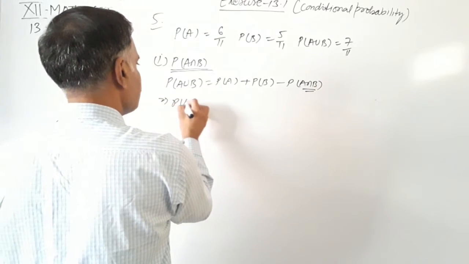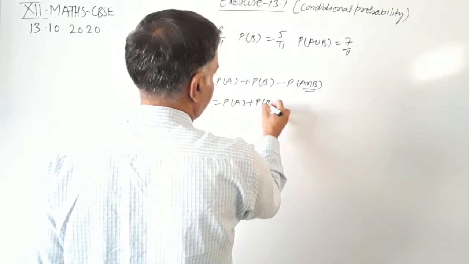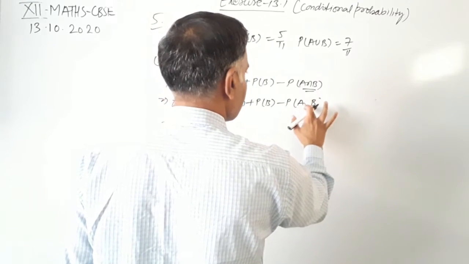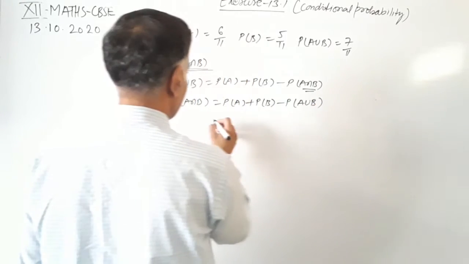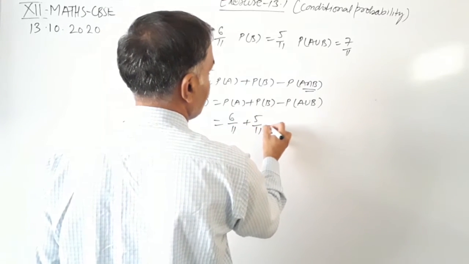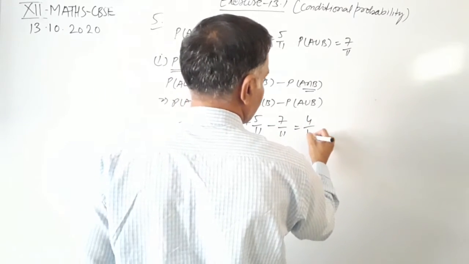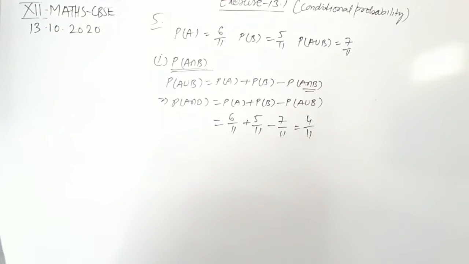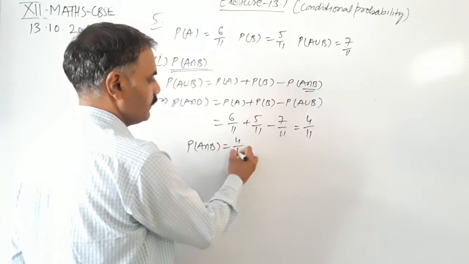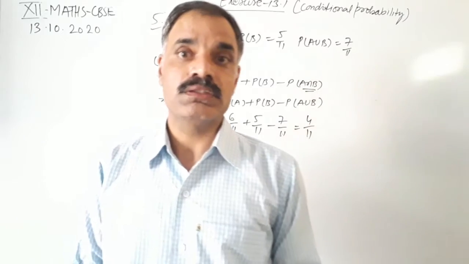So P(A intersection B) is equal to P(A) plus P(B) minus P(A union B). We have been given all three values: 6/11 plus 5/11 minus 7/11. So this is equal to 4/11. So P(A intersection B) is 4/11 after solving this. This is the first part of question number 5.